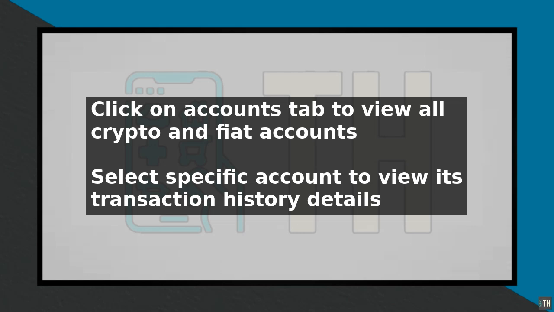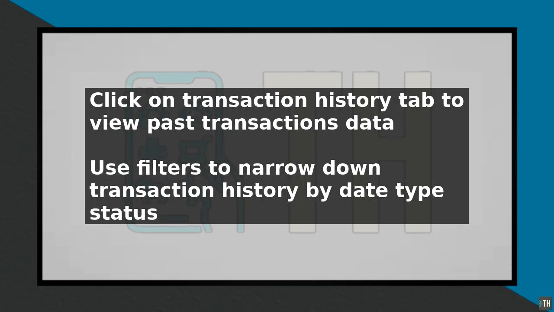This will take you to a page where you can view all of your past transactions, including deposits, withdrawals, and trades. You can use the filters at the top of the page to narrow down your transaction history by date, type, and status. You can also use the search bar to find a specific transaction by its ID or description. This can be useful if you are looking for a particular transaction and do not want to scroll through your entire transaction history.